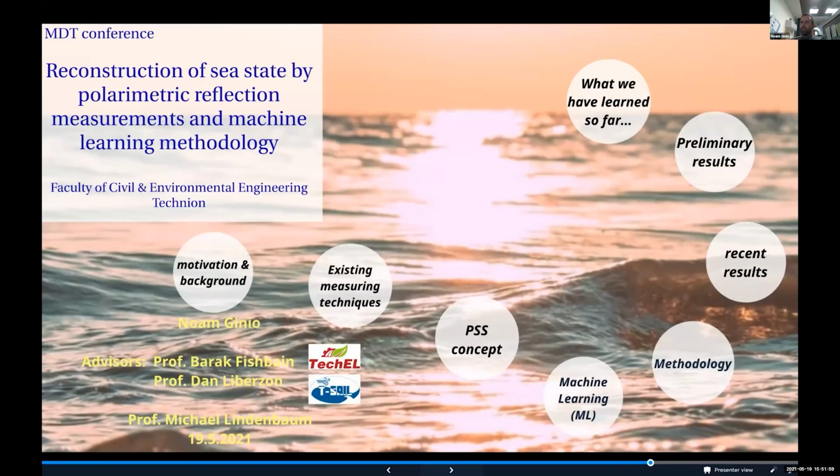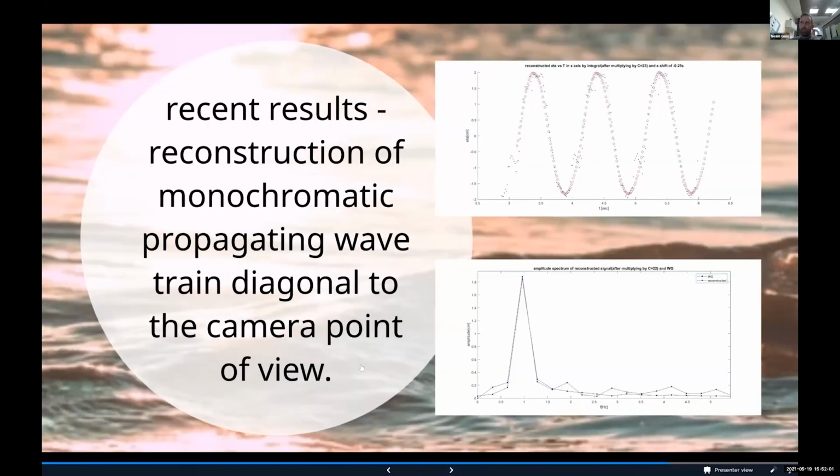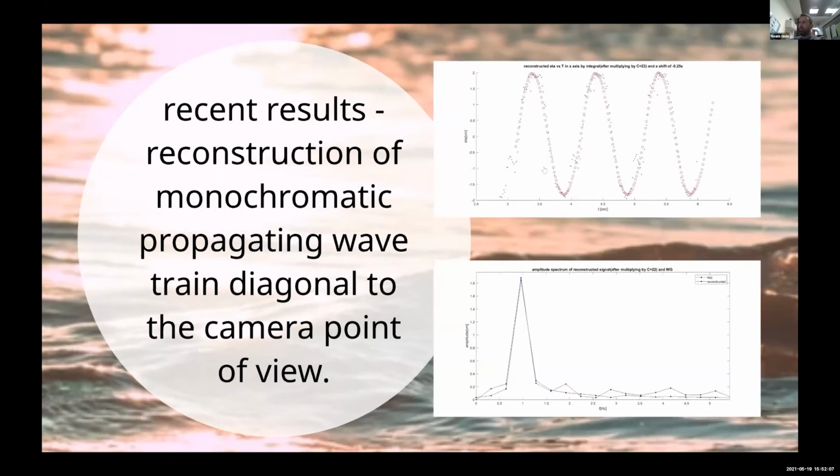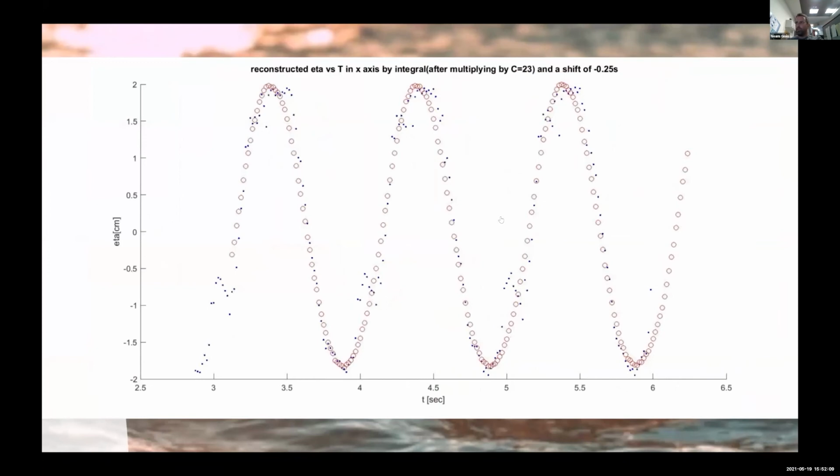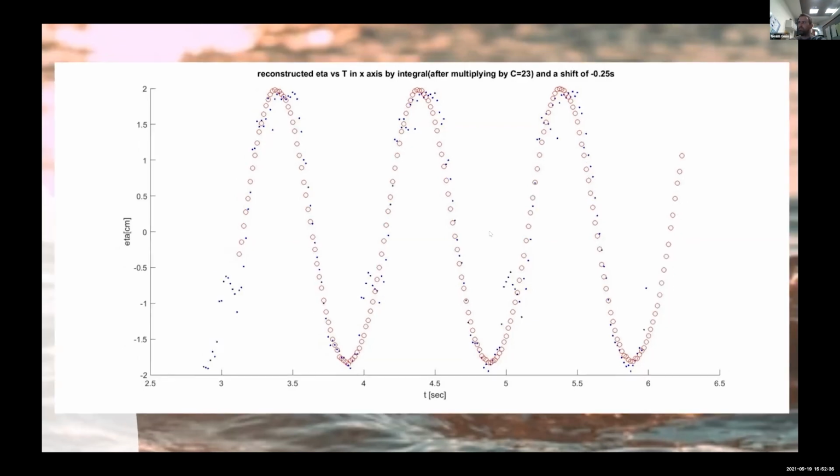And now for our results. Reconstruction of a monochromatic propagating wave train diagonal to the camera point of view. After further processing of integration of the slope, we reconstructed here the surface slope. On the y-axis is the surface slope, and on the x-axis is the time, and we can see a pretty good reconstruction. The blue dots are the reconstructed signal, and the red circles are the measurements, the ground truth from the wave gauges.